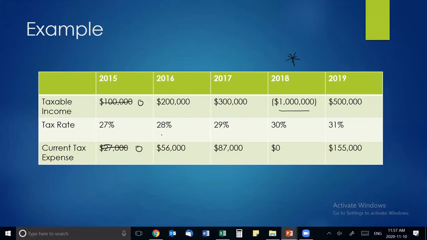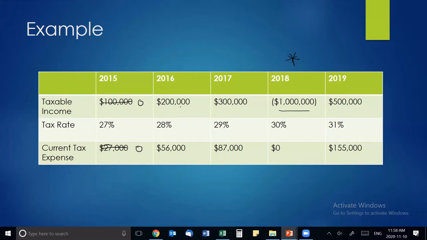So therefore, if we use our $1 million loss to offset our $100,000 income we had in 2015, we essentially don't have to pay this $27,000. We would have already paid this $27,000 in 2015 or early 2016. So we're going to end up getting a refund for this amount. We're going to have to file the tax return to show that we're using some of our loss to offset all of our taxable income in 2015. And therefore, we're going to get a $27,000 refund.